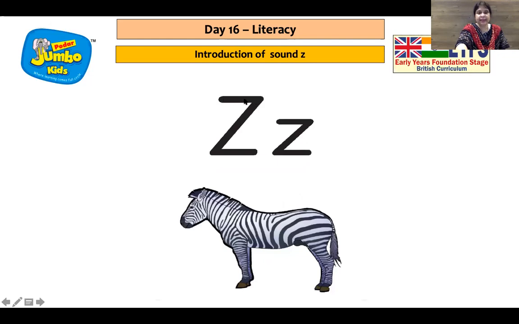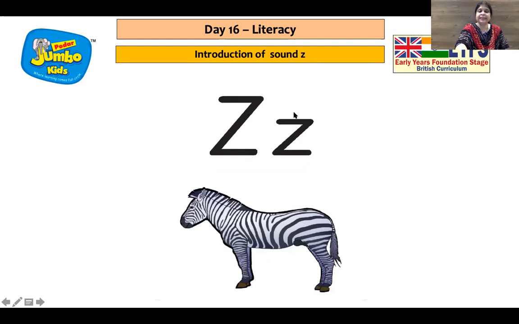Sleeping line. The uppercase Z begins with a solid line. Sleeping line. Standing line coming down to the solid line again. And sleeping line. Let's write it again. Sleeping line. Slant line. And again a sleeping line.